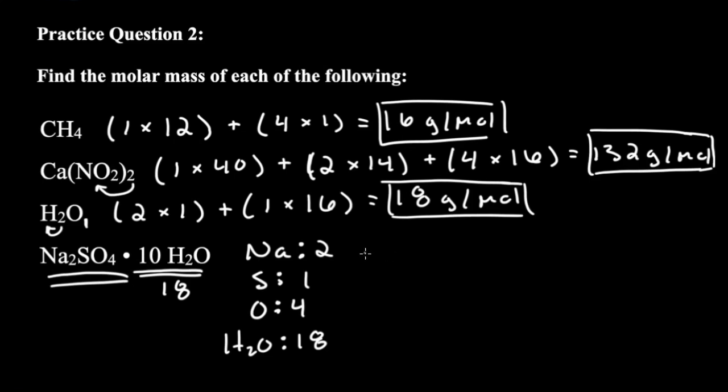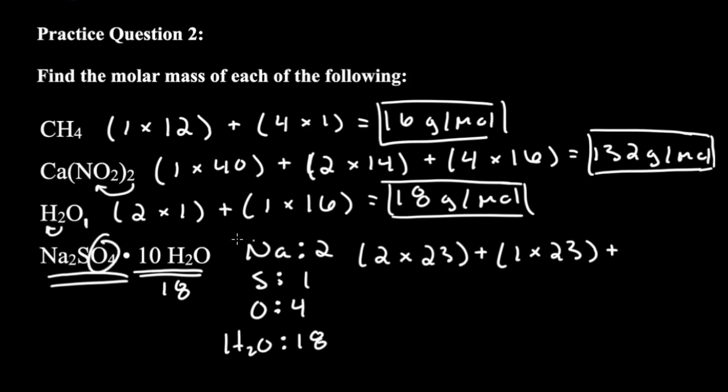We'll say we got 2 Na's. The Na on the periodic table is going to be 23. And we'll add that to, we got 1 S on the periodic table. The S is going to be 23. And then we got oxygen.